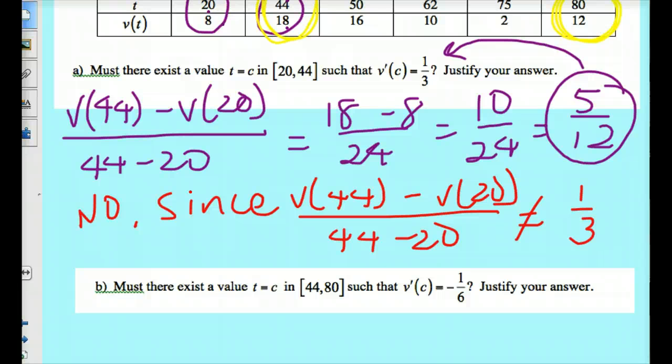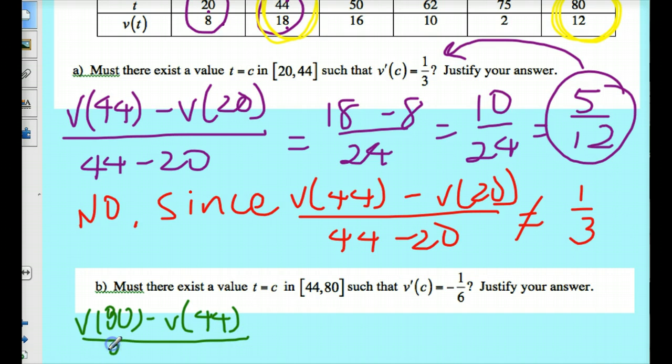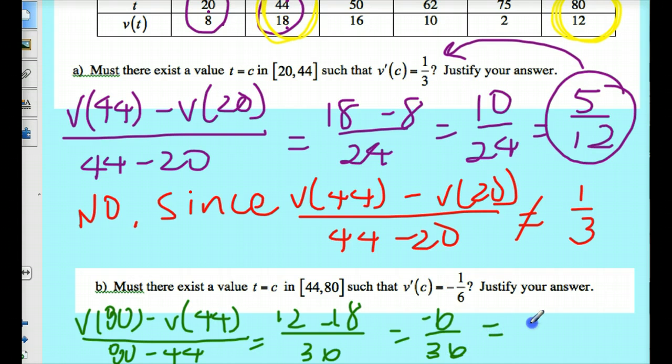I'm going to get v of 80 minus v of 44 divided by 80 minus 44. If we do the math, we get 12 minus 18 divided by 80 minus 44, which is 36, and that gives us negative 6 over 36, which gives us negative 1 over 6. So does this answer match this?